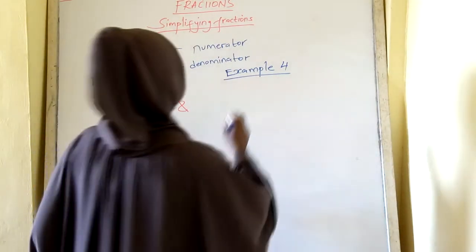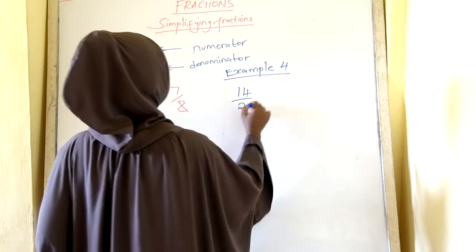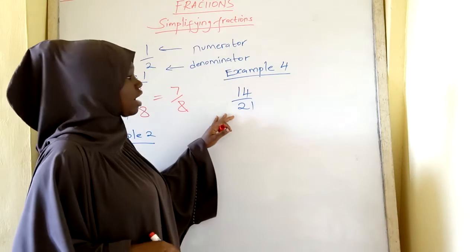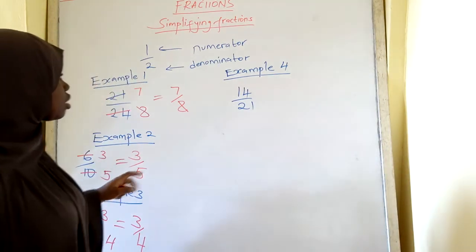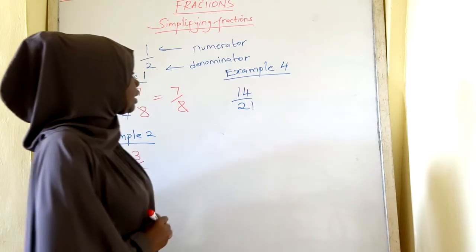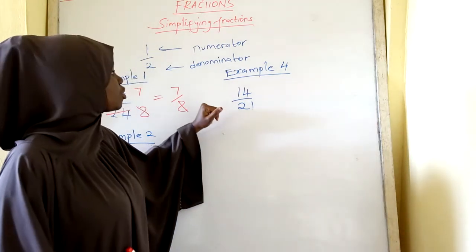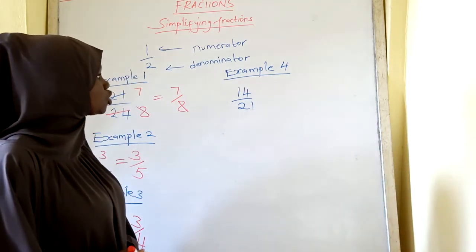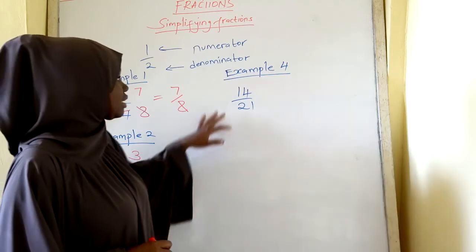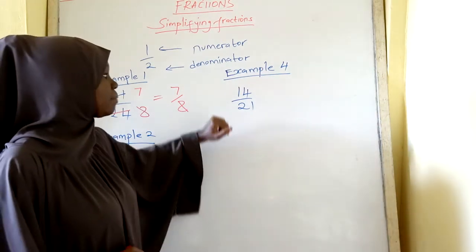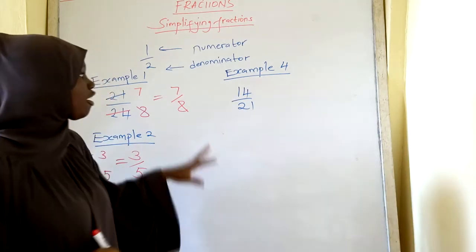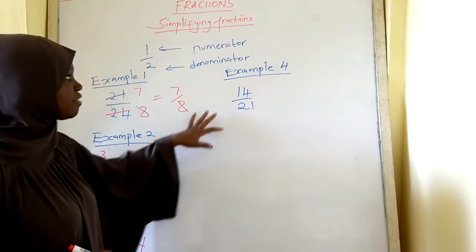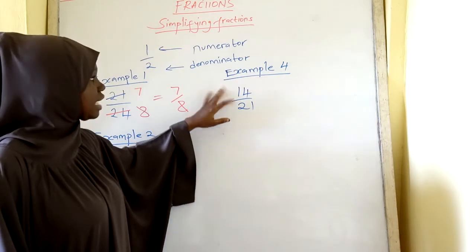And now fourth example, we have 14 out of 21. We are given 14 over 21 as a fraction, and we are told to simplify it. So we are going to start by 2. We can see 2 can divide the numerator, but 2 cannot divide the denominator, so we can't pick 2. Let's go to 3. 3 can divide the denominator, but it cannot divide the numerator. 4 cannot divide both the numerator and the denominator. Number 5, also it cannot divide the numerator and the denominator.